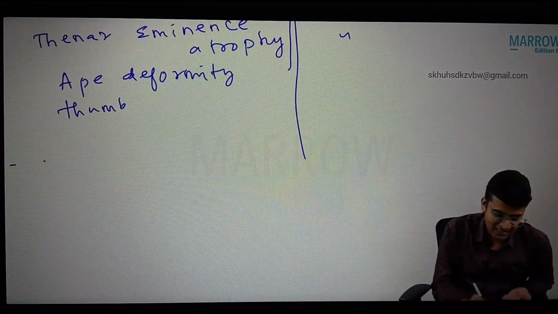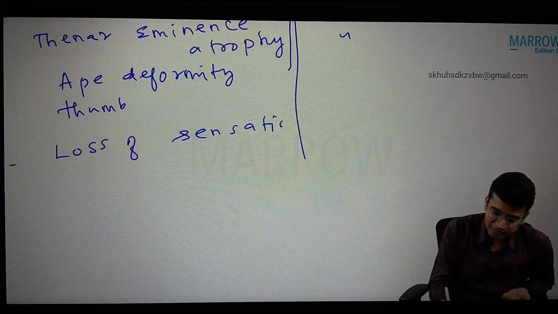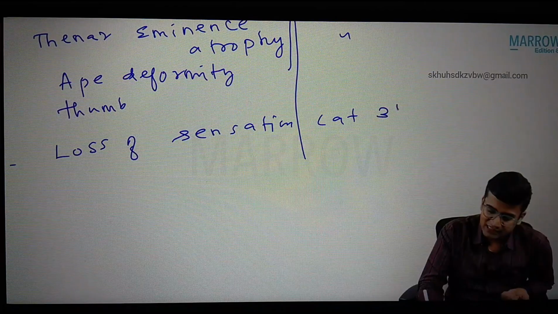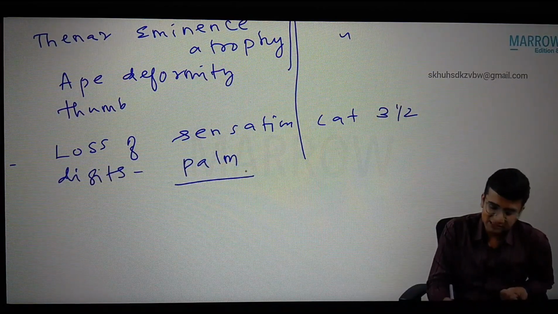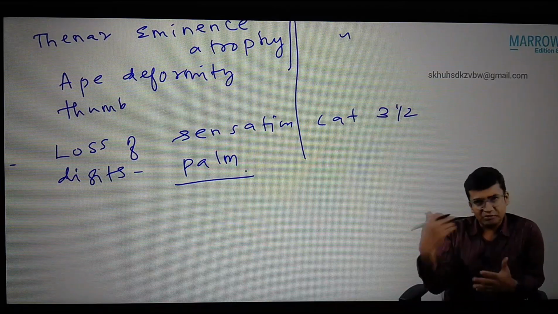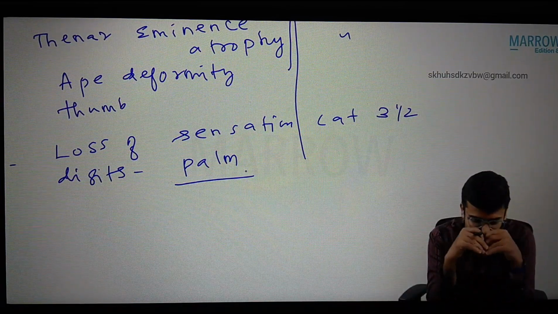Fine. Next, loss of sensation. Where, sir? In the lateral 3.5 digits, in the palmar side. Common for carpal tunnel syndrome. Even in carpal tunnel syndrome, you see loss of sensation in the lateral 3.5 digits in the palmar side.